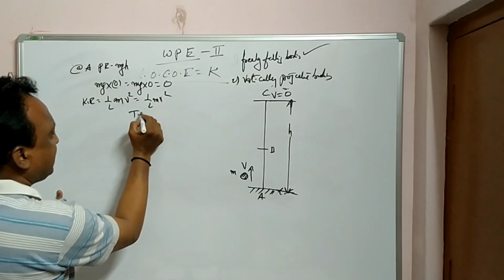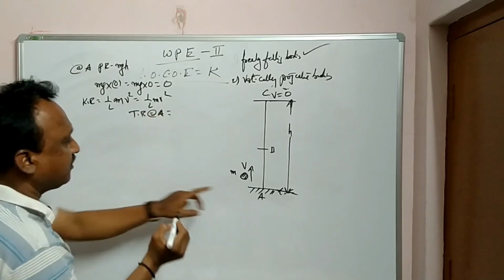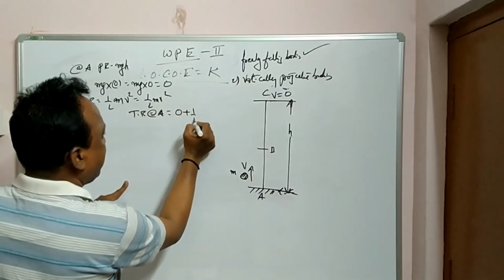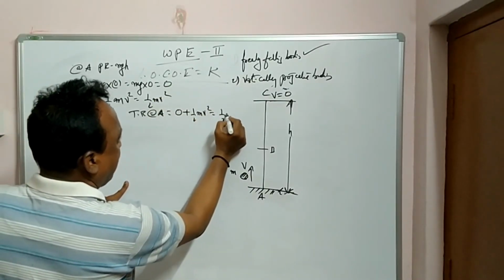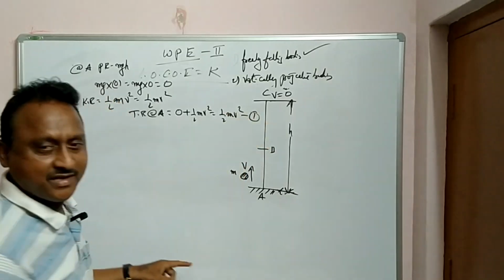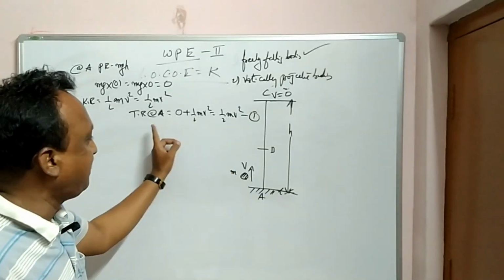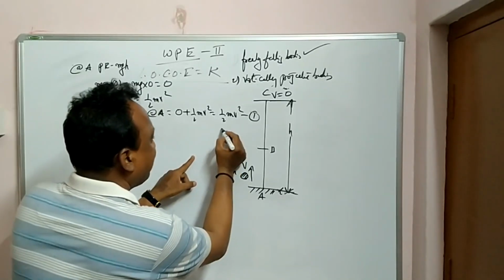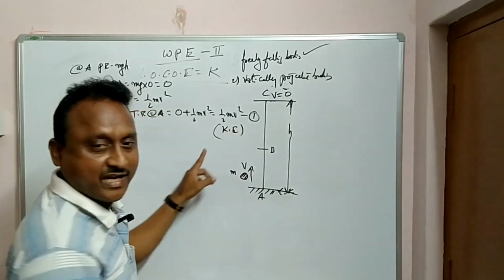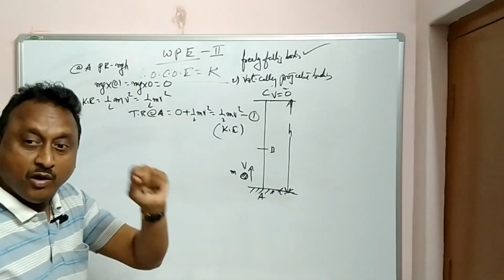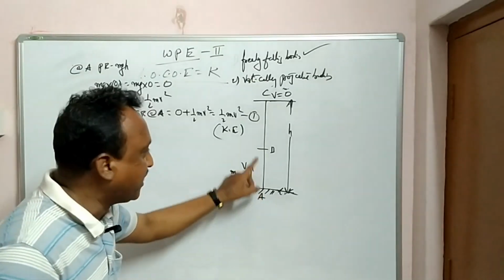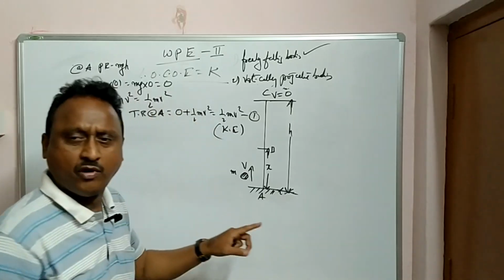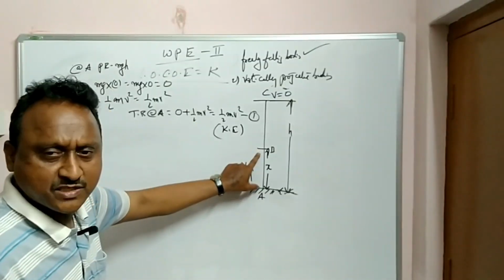So what is the total energy? Total energy at A is equal to PE at A plus KE at A. PE is already 0, so 0 plus half m V square. So half m V square. Equation 1. So now the total mechanical energy, that is PE plus KE at starting point A, is in the form of kinetic energy for the vertically projected body. That is equation 1. Now let the body travel from A to B over a displacement of say x.